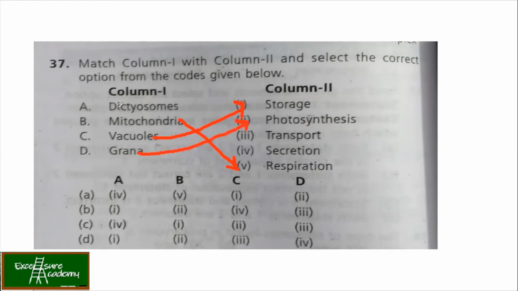So even if you don't know what dictyosomes is, now we know that dictyosomes is for your secretions. So now let's see what are the options. So A4 is there, okay. B is with the 5, yes. So we have A over here also, but we know that mitochondria is responsible for the respiration. Then C is for storage, okay. So I got this. Grana is for the photosynthesis. So from all this match, I get that option A is again the correct answer. Let's move on to the next question.